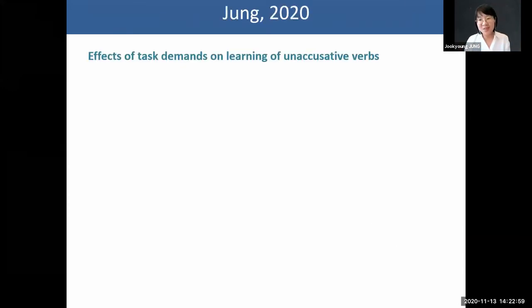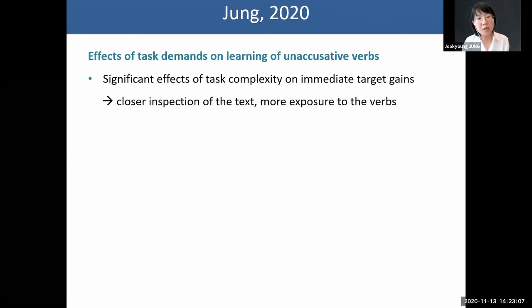So let's discuss the results. First of all, when it comes to the effect of task demands on learning of unaccusative verbs, as I mentioned earlier, we could see some significant effects of task complexity on the immediate target gains. And perhaps this may be due to the closer inspection of the text, because they had to read each sentence very carefully, considering the sentence cohesion and logical order of the text segments. So they may have had to process sentences very, very carefully and grammatically.